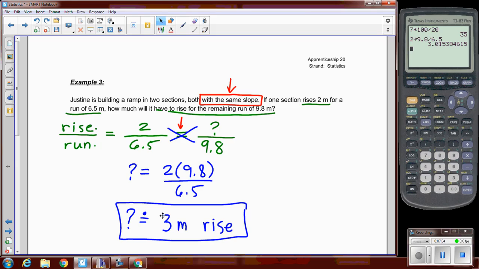So that's what slope is. Slope is just another fancy word for steepness of a line, or steepness in this case of a ramp. And we can use it as a ratio because it is comparing the change in vertical distance, the rise, to the change in horizontal distance, the run. And we can use it to make proportions and solve questions.